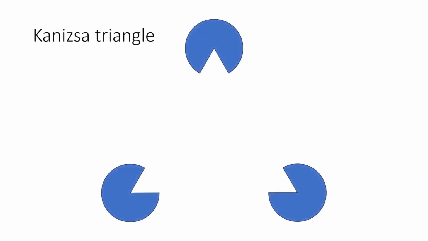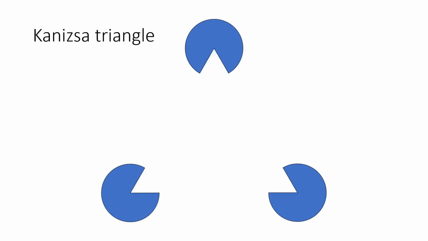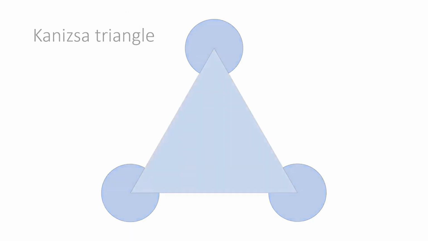Sure enough, there are three discs with wedges cut out of them, but they are aligned so that the brain tries to see a complete equilateral triangle, even when none is actually there. This is referred to as an illusory contour, and we will circle back to this in a moment.